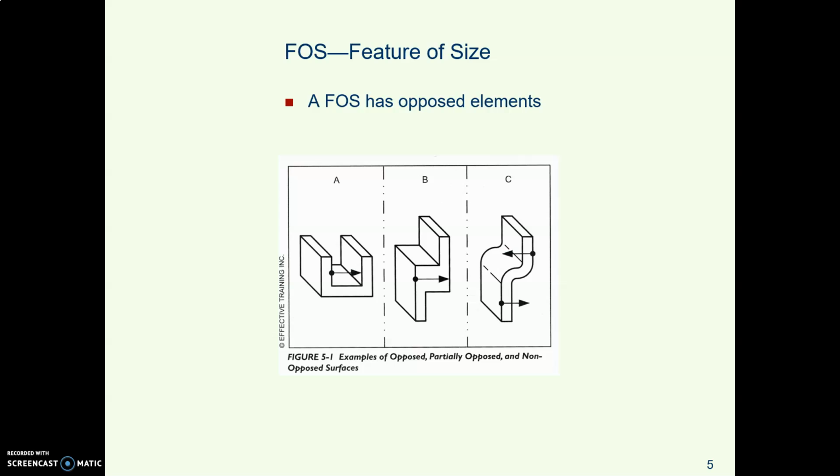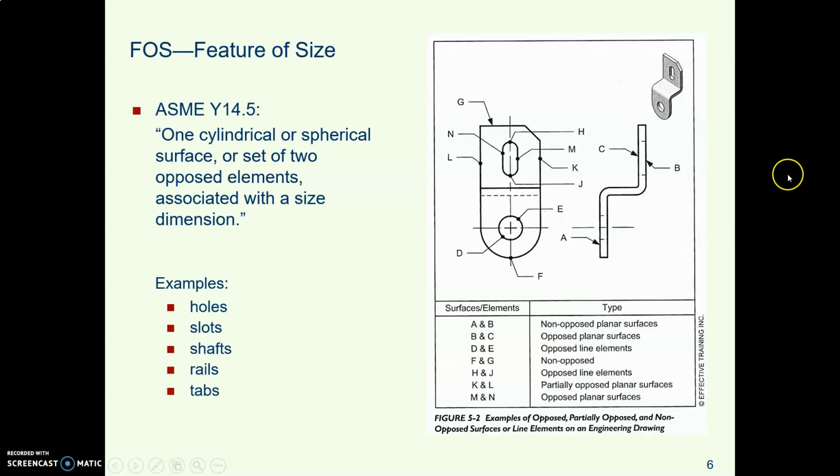Now, another important term in GDT is a thing called feature of size. A feature of size is a feature, a place on your part that has opposed elements. ASME says it's cylindrical or spherical or two sets of opposed elements, and it's associated with a size dimension. So on this part, the thickness of the metal would be a feature of size, the hole would be a feature of size, the width of the slot would be a feature of size.